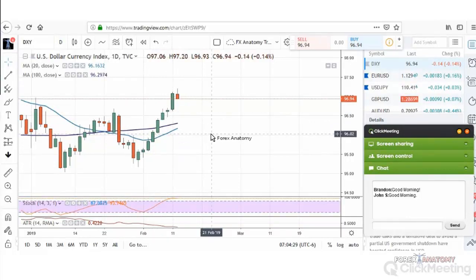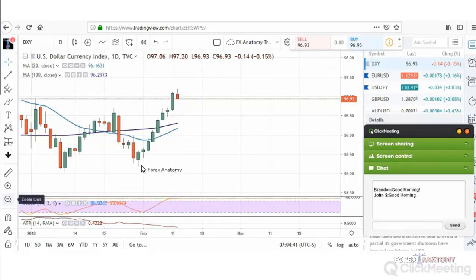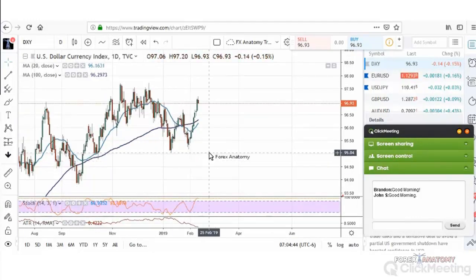So for now, we should be bullish on the dollar until we see a reason to eventually start selling it, but that reason may be coming really soon. Now, let me exit this US dollar index and go back to the Euro USD.